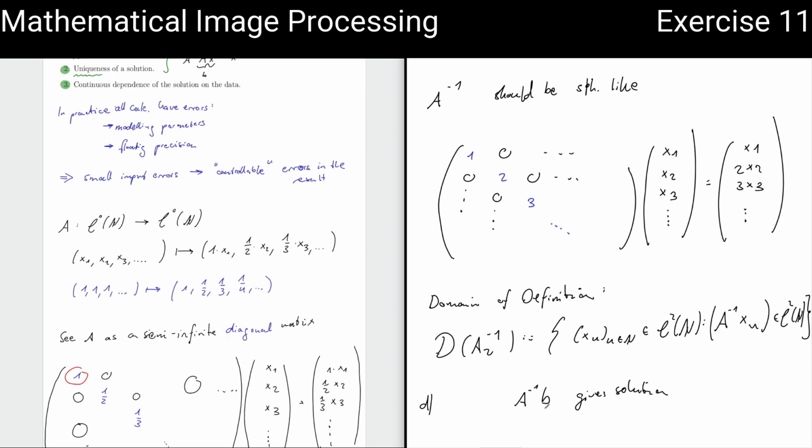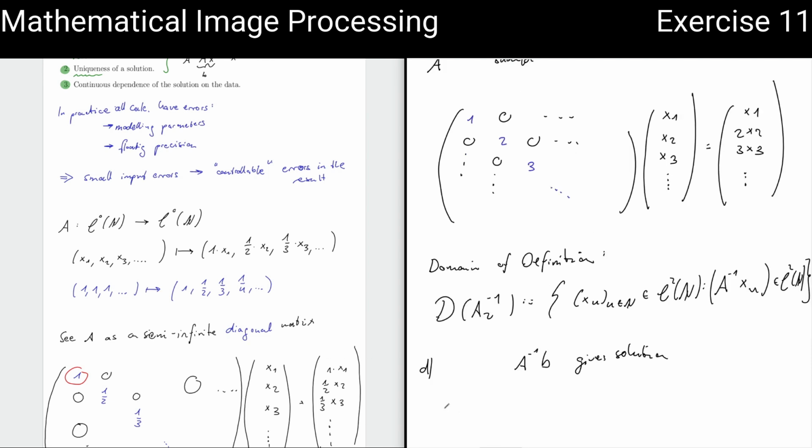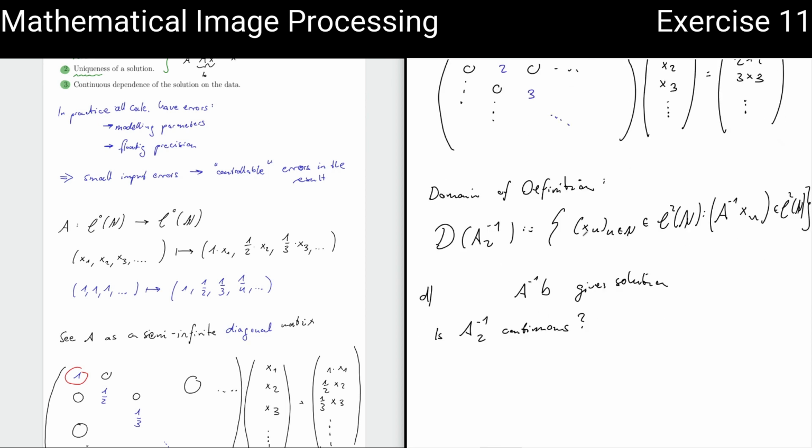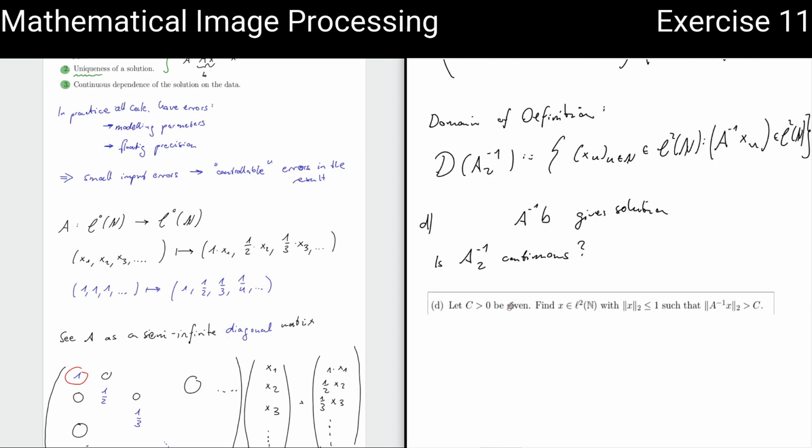But does the solution also depend continuously on the data? So the question in part D, so the final question that we want to ask, is: is A to the minus 1 continuous? And we now show that it's not the case. It's not continuous. So the problem is not well posed. So this is the part of the problem that we now want to look at.